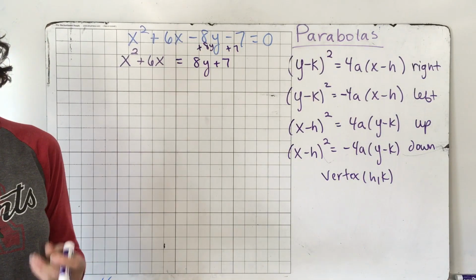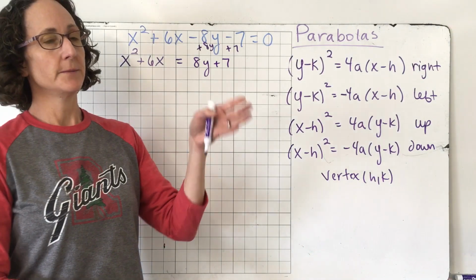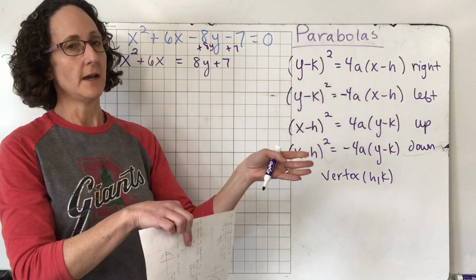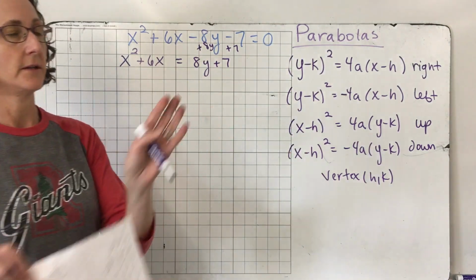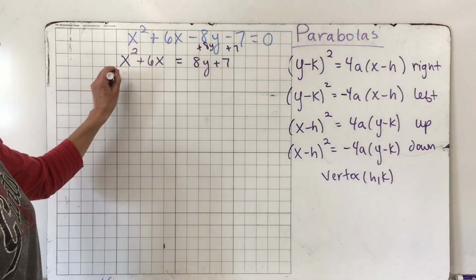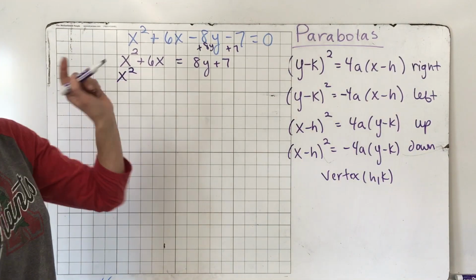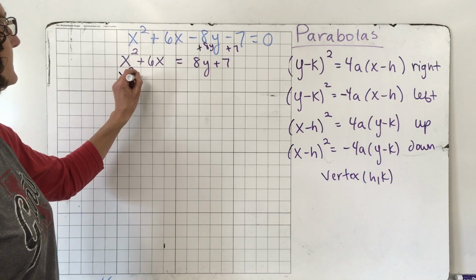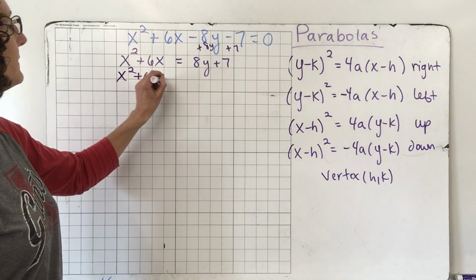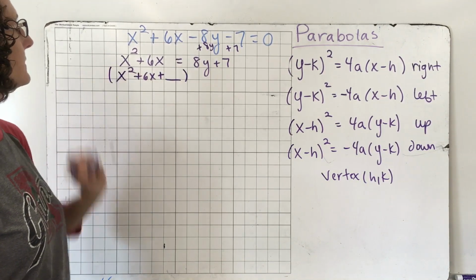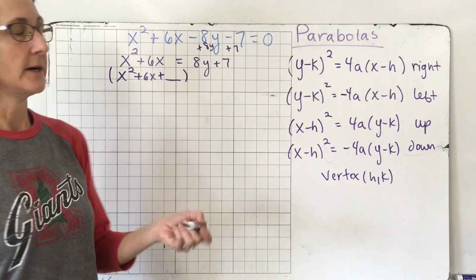Okay, so again, your first step is to get all the variables that have the square in them. So in this case, the x squared and regular x on the left, and all the other variables on the right. So then this is the completing the square part, okay? x squared plus 6x. What would you add to this to make it a perfect square?